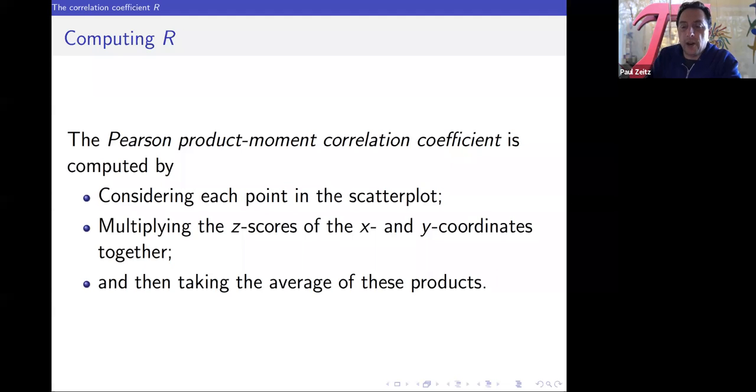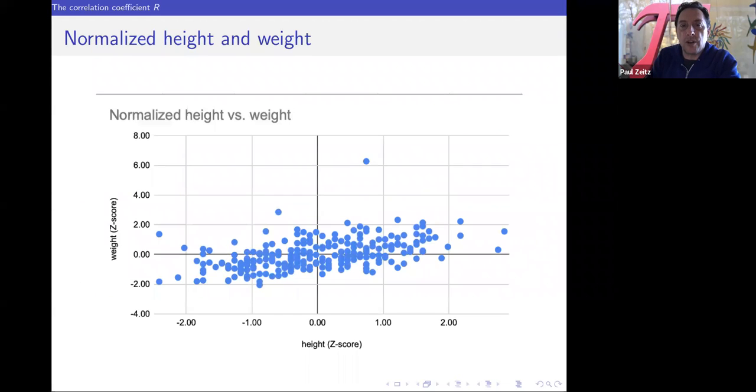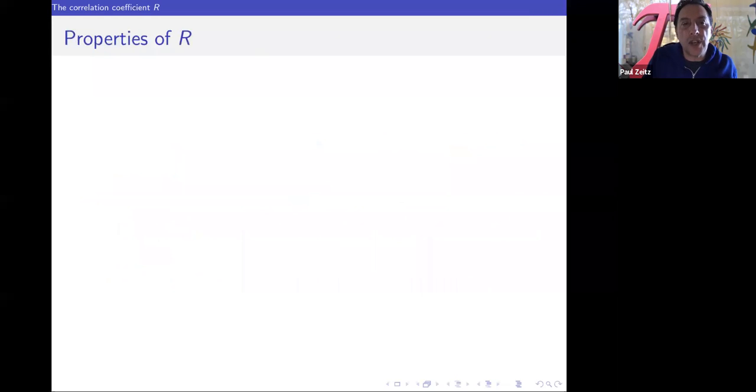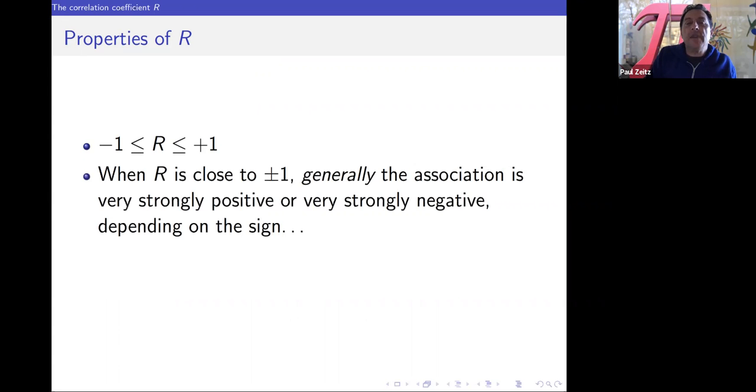So again, going back to the picture, it's the average of the products of all the points in here once you've normalized it. And it's an easy thing to do with a computer. Takes a zillionth of a second. What you get is something that never is bigger than 1 and never less than -1. If it's exactly equal to 1 or exactly equal to -1, then it means the scatter plot is exactly on a straight line.